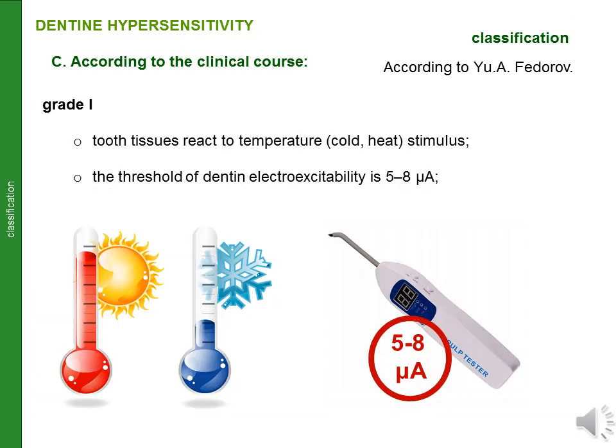Group C, according to the clinical course. Grade 1. Tooth tissue reacts to temperature, cold and hot stimuli, and the threshold of dentin electroexcitability is 5 to 8 microampere.